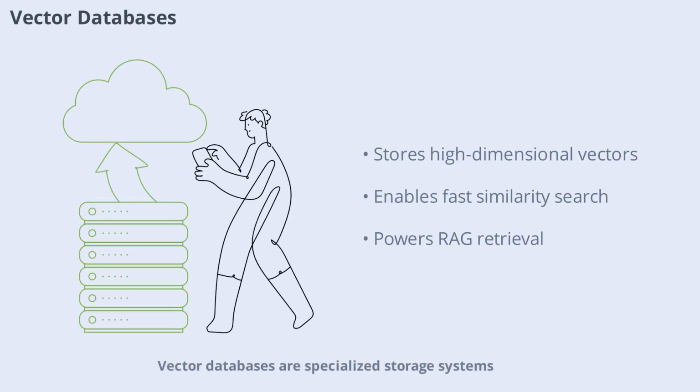Vector databases are specialized storage systems designed to handle high-dimensional vector data, such as embeddings from language models. They enable fast and efficient similarity searches, which are essential for RAG pipelines. By indexing and retrieving vectors based on semantic similarity, these databases power the retrieval step that feeds relevant context to language models.